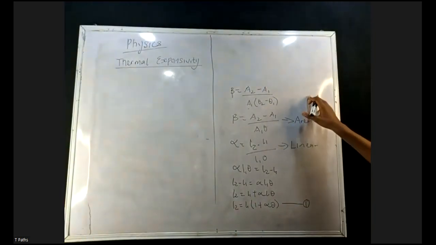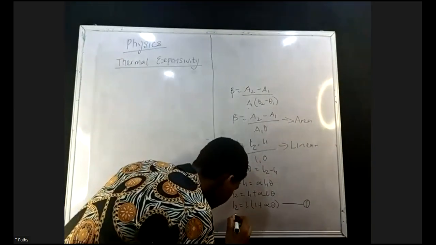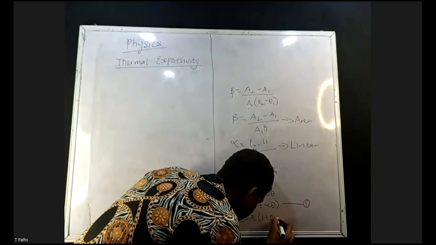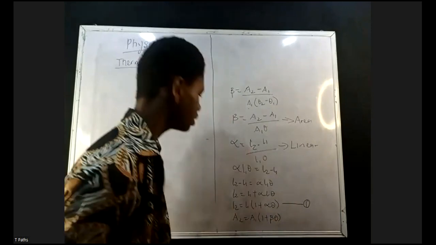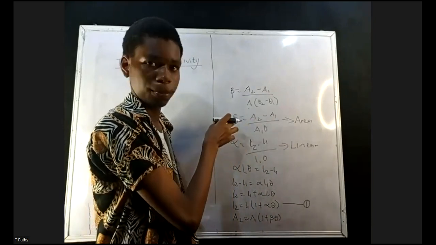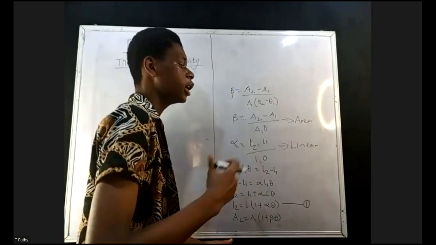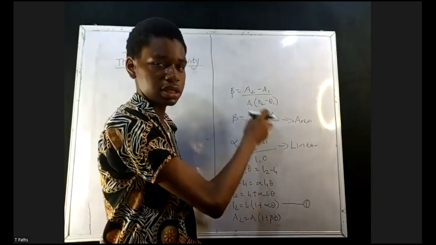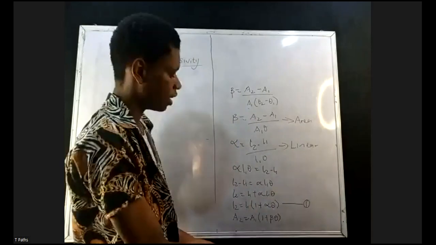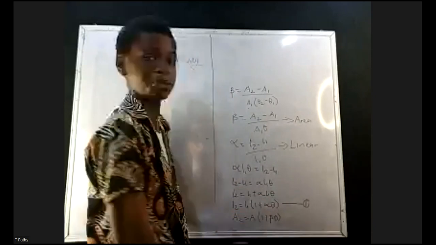If I do the same thing for my area expansivity, I'm going to cross multiply and collect like terms. I should also have A2 equals A1 open bracket 1 plus beta theta. I guess you guys are agreeing with me. After cross multiplying, I'll have A2 minus A1 equal to beta A1 theta. I make A2 the subject of the formula like I did here, so I have A1 plus beta A1 theta, then bring A1 out, so I'll have 1 plus beta theta. If I open the bracket back, I definitely get this back.